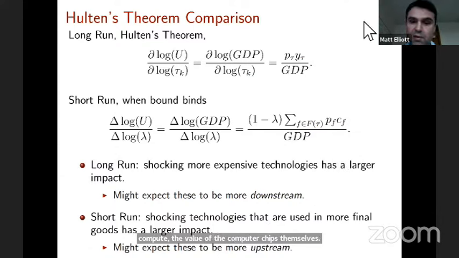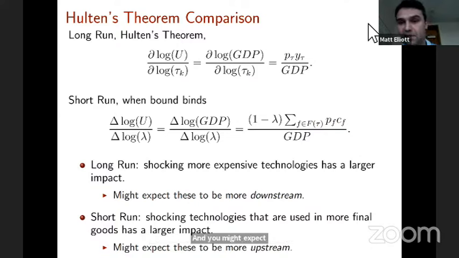Okay, so in the long run, what matters is the value of the industry you're shocking. So shocking more expensive technologies has a larger impact. And you might expect those technologies to generally be a bit more downstream, a bit closer to final goods once they've combined lots of different inputs together. In the short run, what matters is shocking technologies that are used in more different final goods. If things appear in a diverse set of final goods, that's going to have a larger impact. And very roughly, you might expect these to be more upstream, so they have the opportunity to enter lots of final goods.